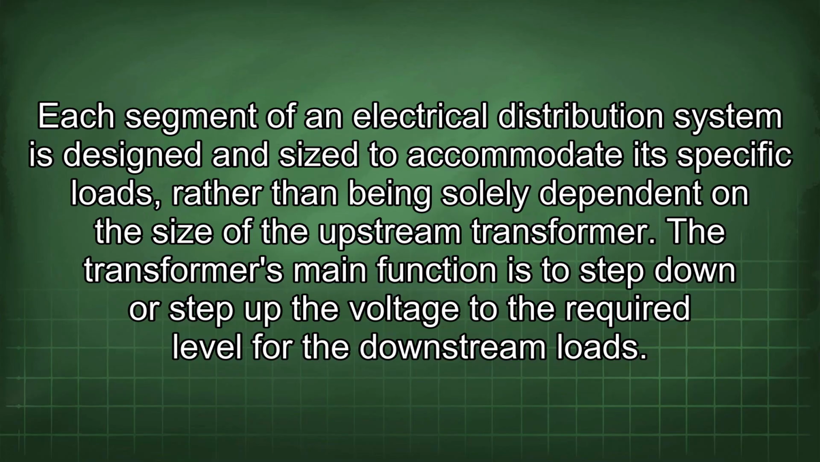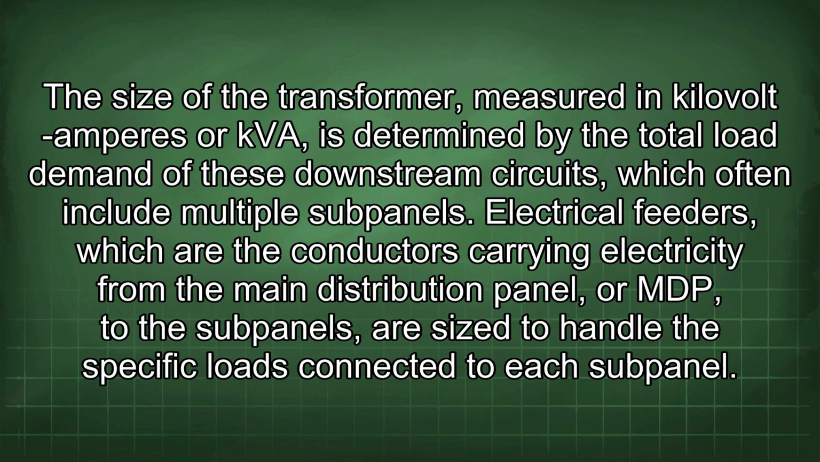Each segment of an electrical distribution system is designed and sized to accommodate its specific loads, rather than being solely dependent on the size of the upstream transformer. The transformer's main function is to step down or step up the voltage to the required level for the downstream loads. The size of the transformer, measured in kilovolt amperes or kVA, is determined by the total load demand of these downstream circuits, which often include multiple subpanels.